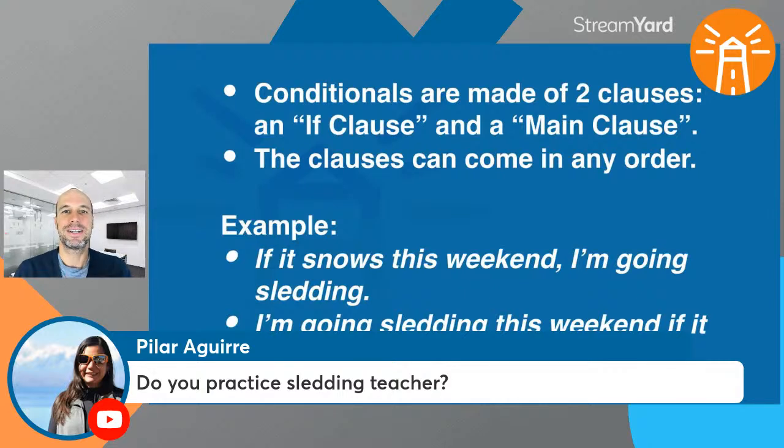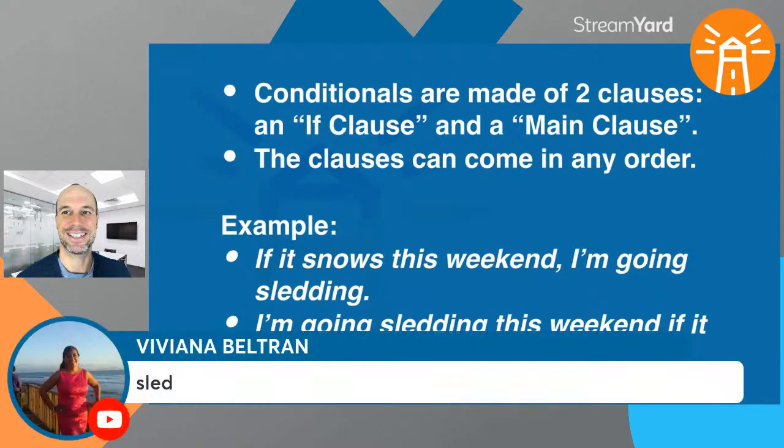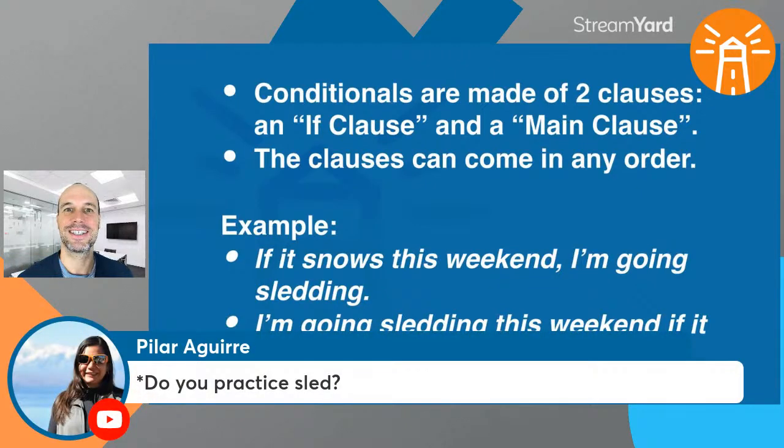All right, and Pilar says, do you practice sledding, teacher? You know, I'm pretty good, so I don't need to practice anymore. When I was a kid, I practiced, and then you get to a point where you don't need to practice. You know, I would love to go sledding. I don't have a sled. If you and Christian come to Halifax, we'll go sledding together on Citadel Hill. Okay, does that sound good? Okay, great. Yeah, it's a sled. Thank you, Viviana.